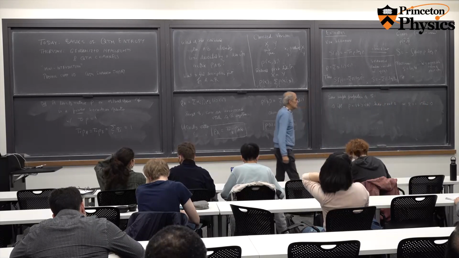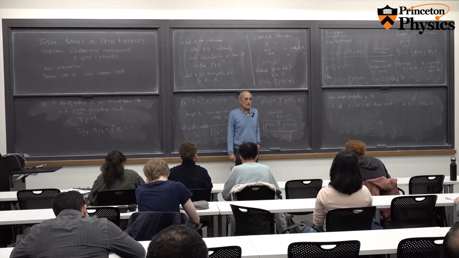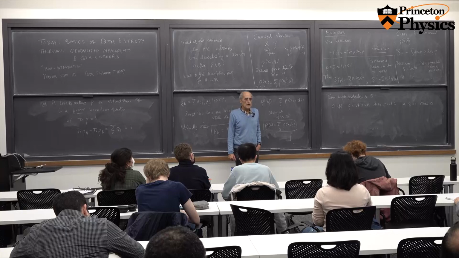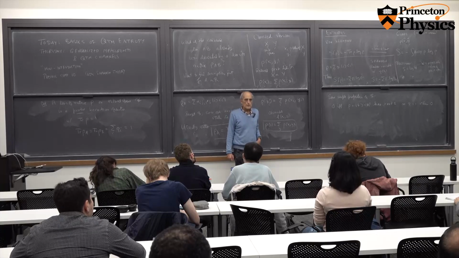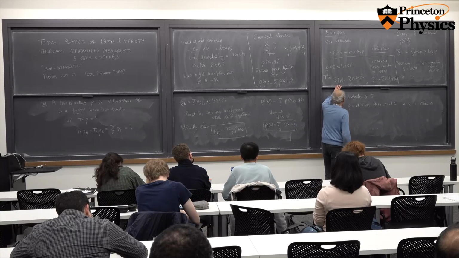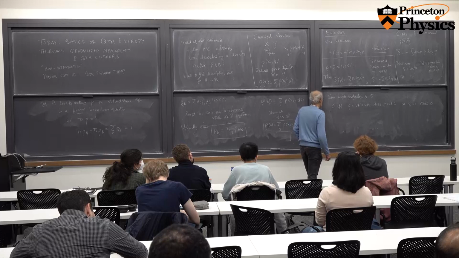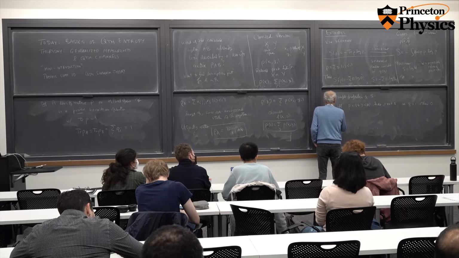Since the p's are between 0 and 1, the only way to make minus p log p not be positive is to make it 0, if p is 0 or 1. So the only way to make the entropy 0 is to let rho be rank 1, in which case the entropy is 0. Otherwise, it's positive.